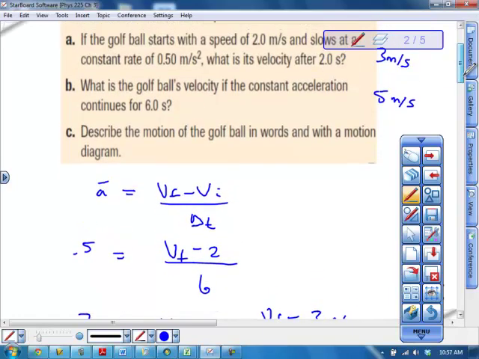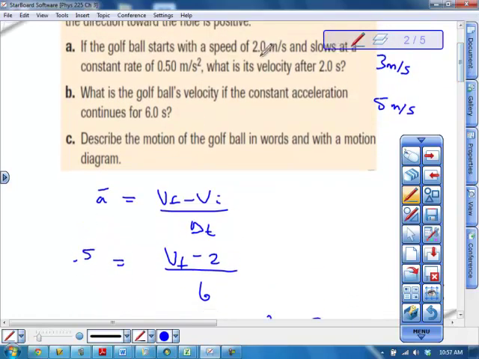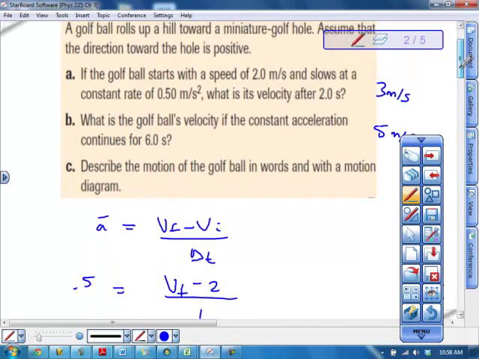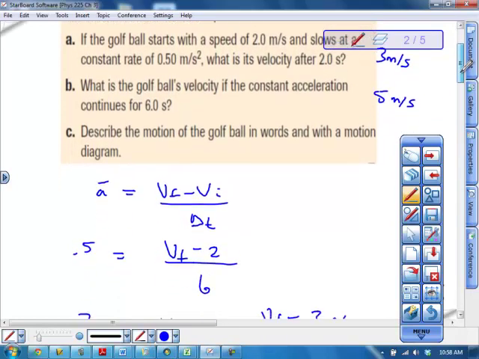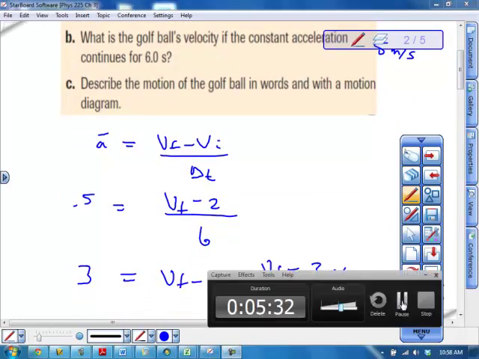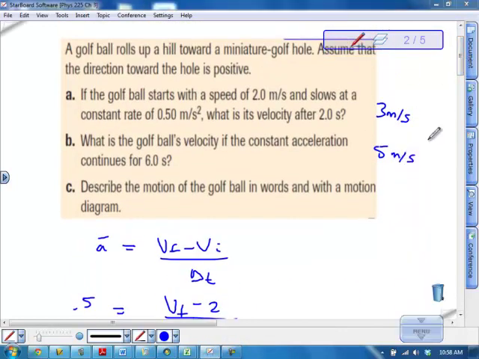All right, so we've got a speed to start. It's slowing at a constant rate. And I made a mistake here, and I should have caught this right away, but this 3 meters per second is wrong, and so is this 5. The reason why is because we know that it starts at 2 meters per second and it's slowing down. So our final velocity shouldn't be faster than the original if it's slowing down. That was just a no-brainer.